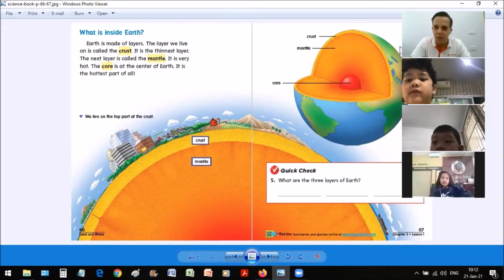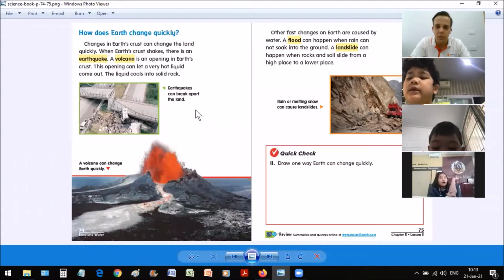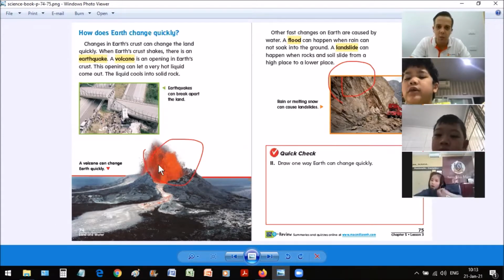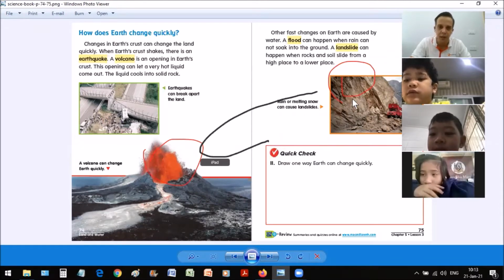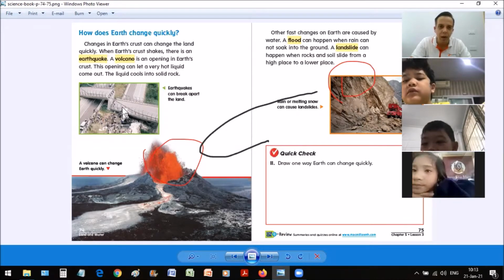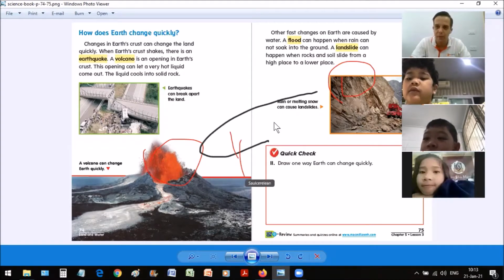So in science, you have already learned about the layers of the Earth. You already know that the Earth has a core, a mantle, and on the top, a crust. And you also know that Earth's surface, the crust, keeps changing all the time, slowly or fast. The fast changes are caused by volcanoes and earthquakes and also landslides. Today I will let you learn why earthquakes and volcano eruptions happen on Earth.